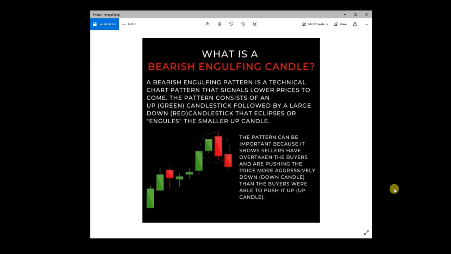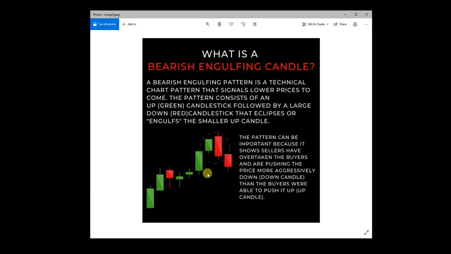What is a bearish engulfing candle? A bearish engulfing pattern or candle is a technical chart pattern that signals lower prices are to come, or at least the name would make you think. The pattern actually consists of a bar that breaks the upside of the previous bar's range and then reverses to come down and close and trade below the low of the previous bar's range. So it completely engulfs the previous bar's high to low range.